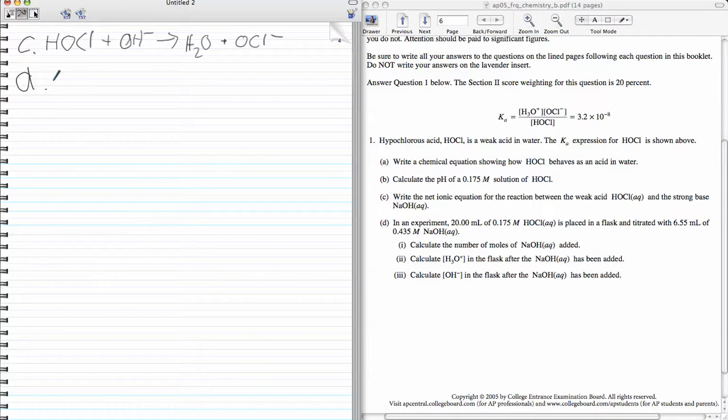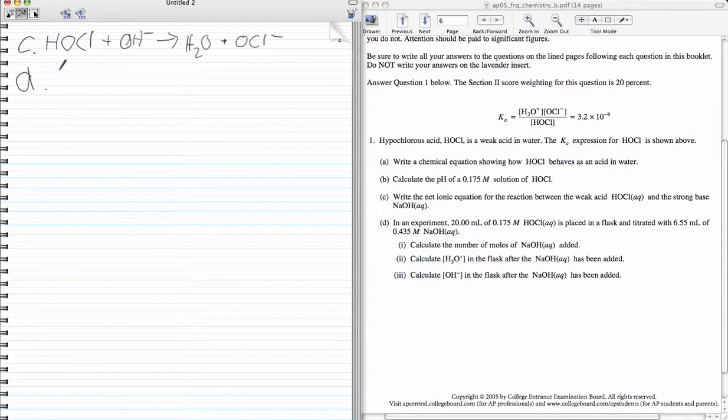Okay, and then next part, like I said, it's like a titration, so they're actually doing some calculations with a titration here. They have 20 milliliters of that known 1.175 molar HOCl, and we're titrating it with 6.55 milliliters of 0.435 molar NaOH. So normally in a titration we don't know what the concentrations are. In this case we do, and we're going to have to calculate some information along the way. So the first part, they want to know how many moles of NaOH we've added, and so that's just a question of 6.55 milliliters and 0.435 molar NaOH.